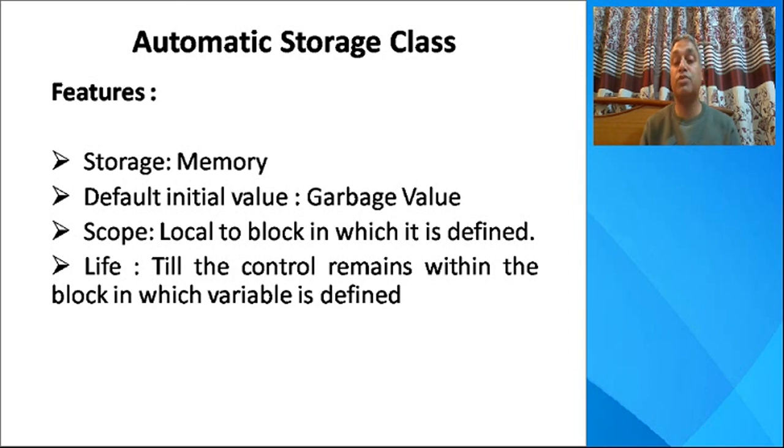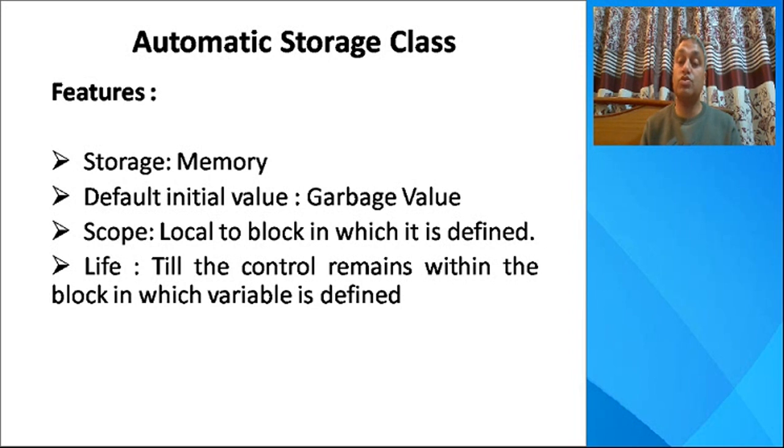It gets stored in the computer memory. The storage is computer memory. The second one is default initial value. The default initial value of an automatic variable is garbage value. Garbage value means unpredictable value. Whenever we declare a variable, it takes any garbage value from the memory and gets stored in that variable.